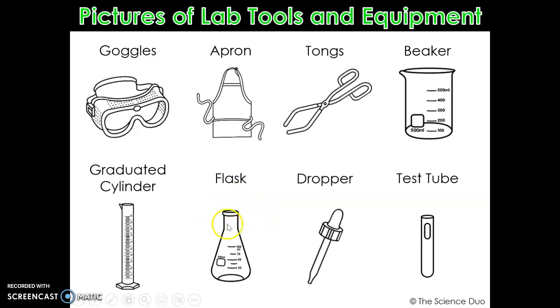This flask right here is an Erlenmeyer flask. It's used for swirling and mixing chemicals. If you notice the difference between the beaker and the flask, the flask has a narrow neck on it, and this allows you to swirl it without spilling the contents of it.